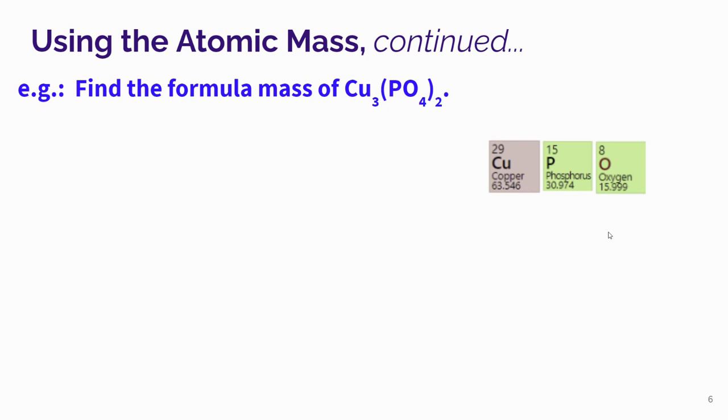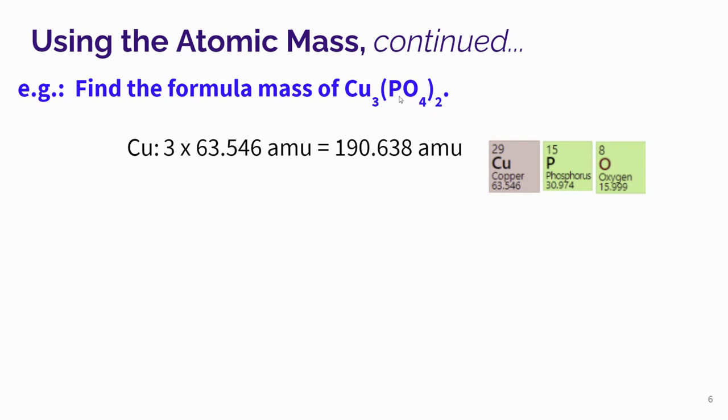So for copper, we can see that we have 3 of those atoms of copper. And so I would multiply 3 by the 63.5. And then when we get into the parentheses, this is a little bit trickier, but basically you can think of the parentheses as containing a particular group of elements. And then any subscript outside of those parentheses applies to everything inside, and it's a multiplier. So even though the P does not have a subscript, we would assume that there is a 1 here.